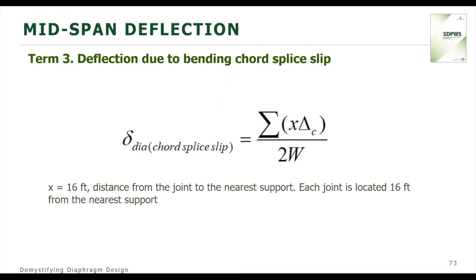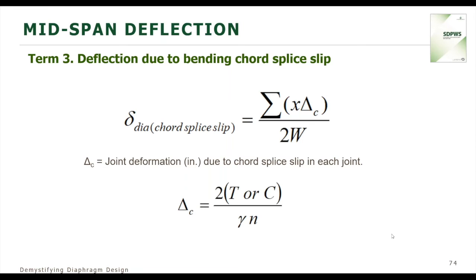And then the last term, the third term in that three-part equation, is where we're doing the bending portion and looking at the chord splice slip. That's the summation here of all the deformations that are occurring at the splice. As you recall, we said that the splice was at 16 feet, and that's our X. Then we need to determine what our delta C is. Our delta C is that joint deformation due to the chord splice slip.